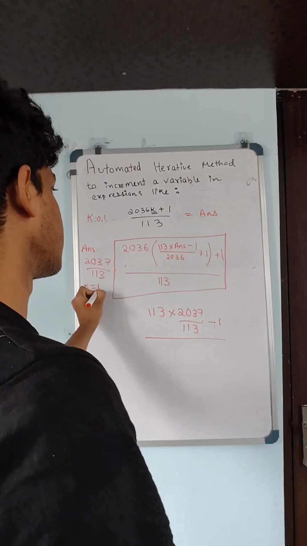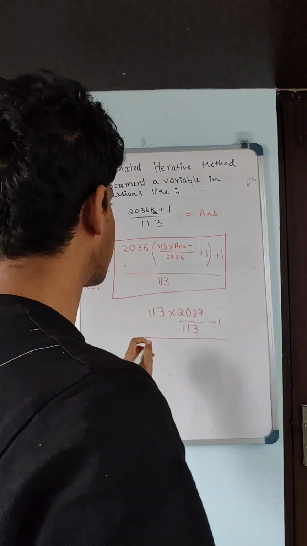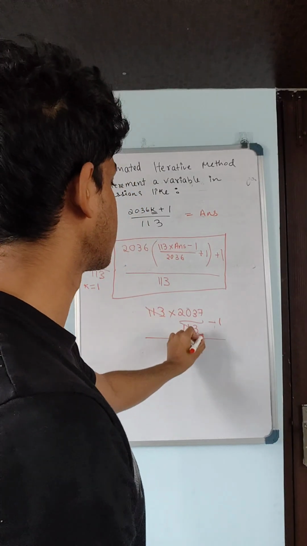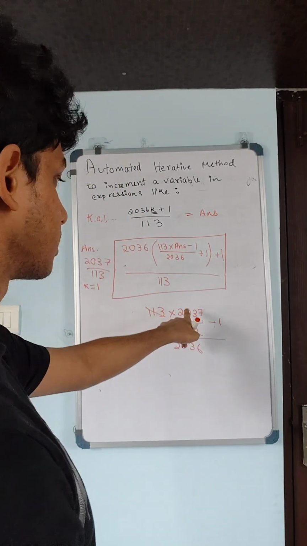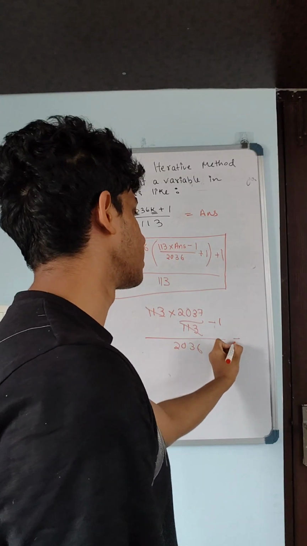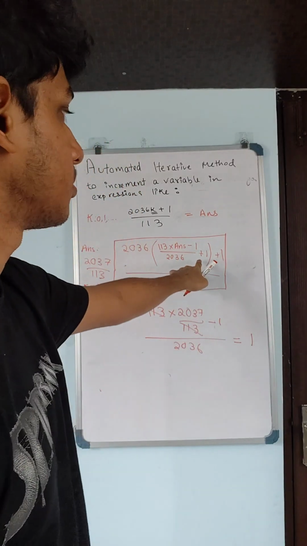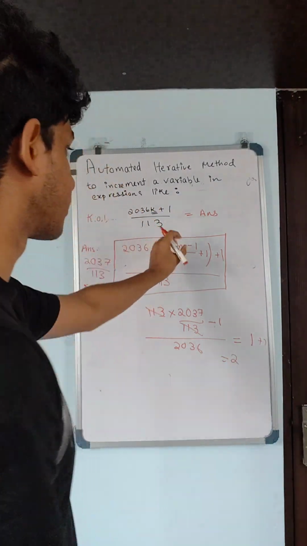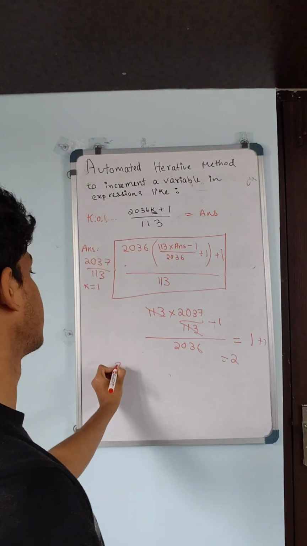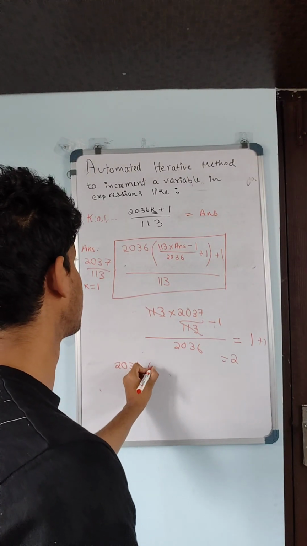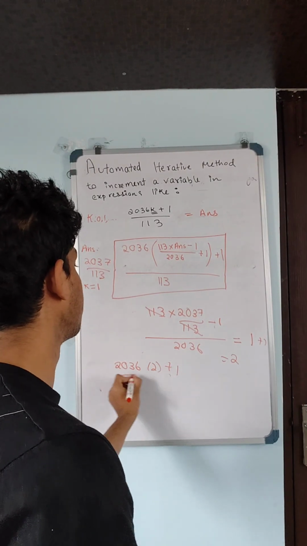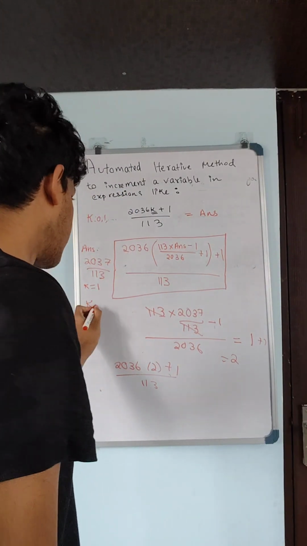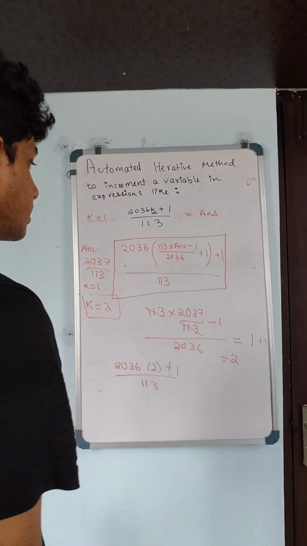Right now it's 1 before running this operation. So by 2036. Okay, so 113 cancels. 2037 minus 1 is 2036, and 2036 by 2036 is 1, and plus 1 is added. So it turns out, after simplifying this entire thing, we end up with 2036 into 2 plus 1 by 113. So we can see that the k value is automatically incremented to 2.